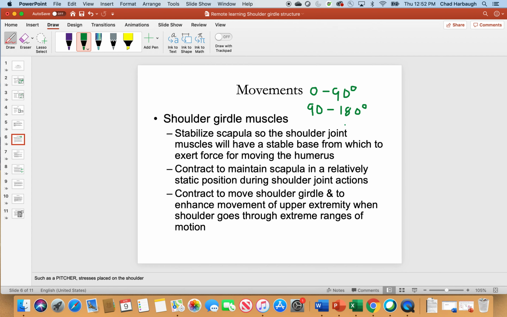So their job is to exert force. They contract to maintain the scapula in a relatively static position. So when we're looking at the scapulothoracic joint, or when we're looking at regional interdependence, we know that your T-spine should be mobile, your scapula should be stable, and your shoulder joint should be mobile.